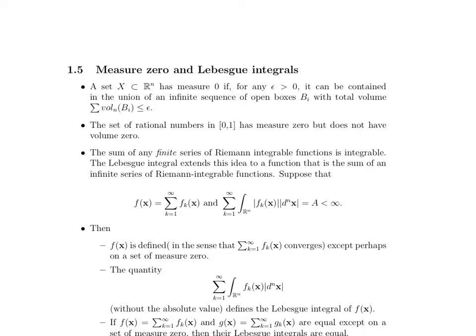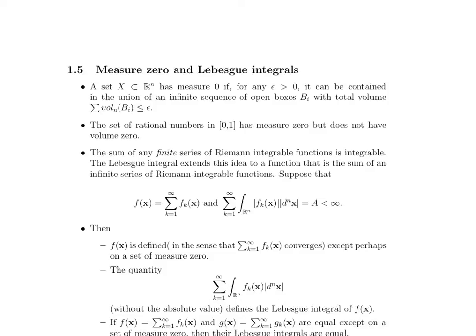Why is this concept important? Well, we're going to combine the idea of infinite series and integrals, because we know that the sum of any finite number of Riemann integrable functions is integrable. What if we had an infinite number of Riemann integrable functions? Could we still make that integrable? A Lebesgue integral does exactly that. It extends this idea to a function that's the sum of an infinite series of Riemann integrable functions.